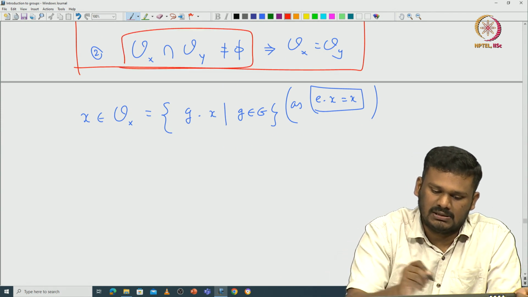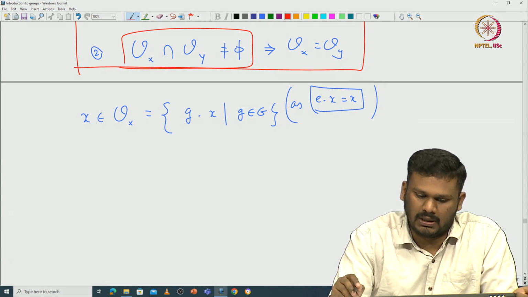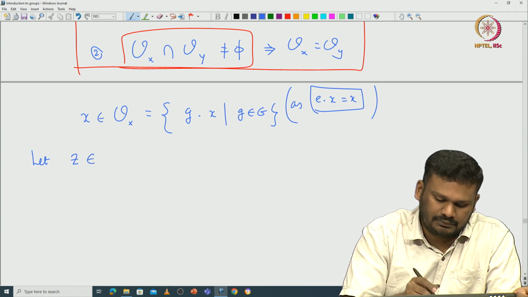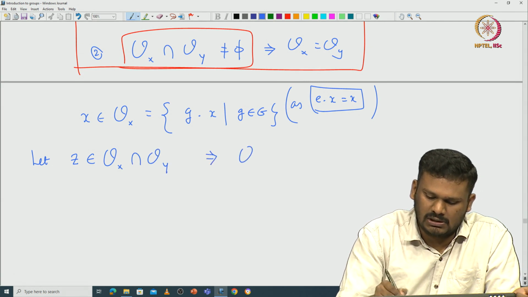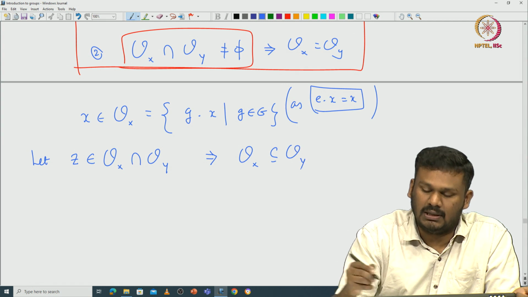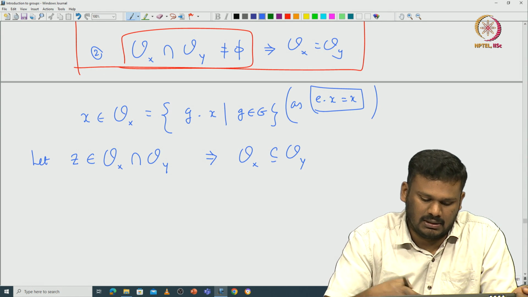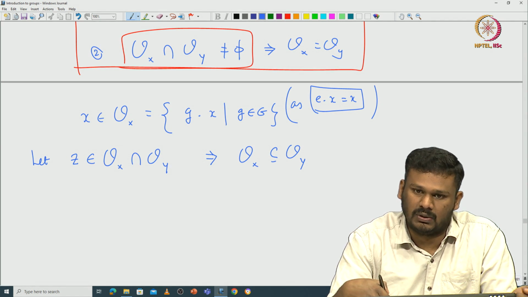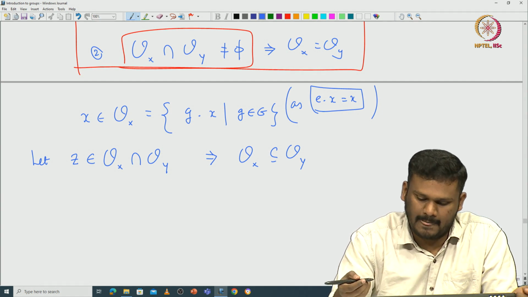Now we will check the second part. Whenever there is some element in the intersection, then O_x must be equal to O_y. Let us prove the one way. Let z be in O_x intersection O_y. If we prove this implies O_x is a subset of O_y, then we are done by symmetry, because by a similar argument, z in O_y intersection O_x would imply O_y is contained in O_x. Using symmetry, this would imply immediately that O_x equals O_y.